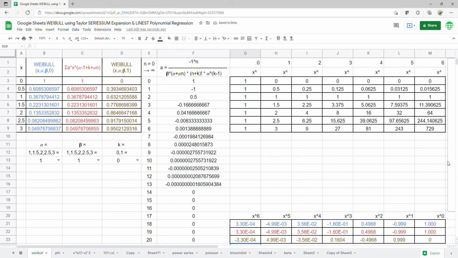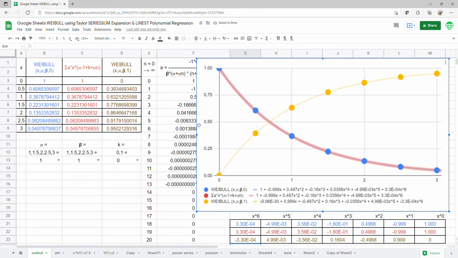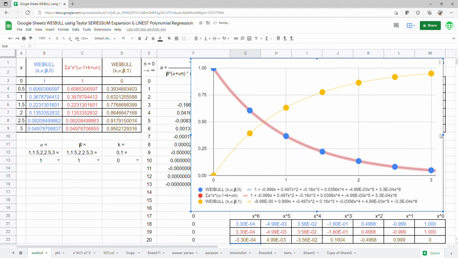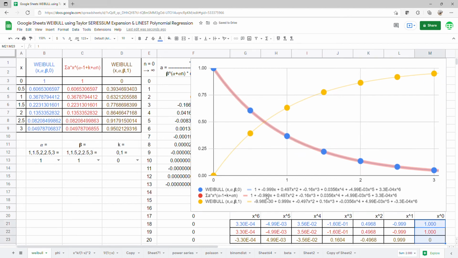Now we compare the coefficients. So starting with x to the 0, that's 1, 1, 0. This is 0, 9.98 times 10 to the minus 30. Coefficient of x, negative 0.99, positive 0.99. Coefficient of x squared, 0.497, negative 0.497. Coefficient of x cubed, negative 0.16, positive 0.16.